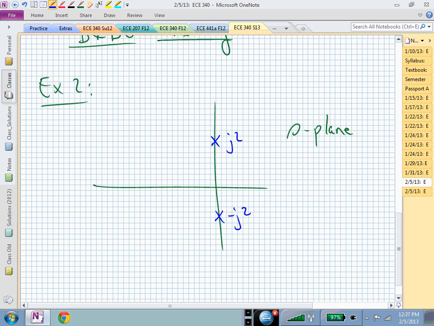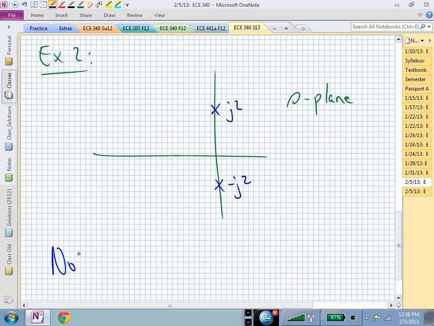Is this system, if I just gave you that, and that's all I gave you, can you tell me, is it BIBO stable? It's not, is it? Because if I've drawn them accurately, those poles are right on the imaginary axis, and all the poles have to be strictly in the left half plane. This is not BIBO stable.